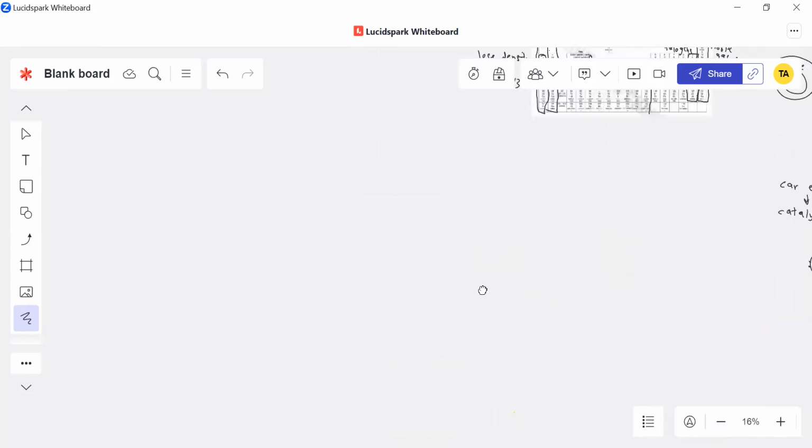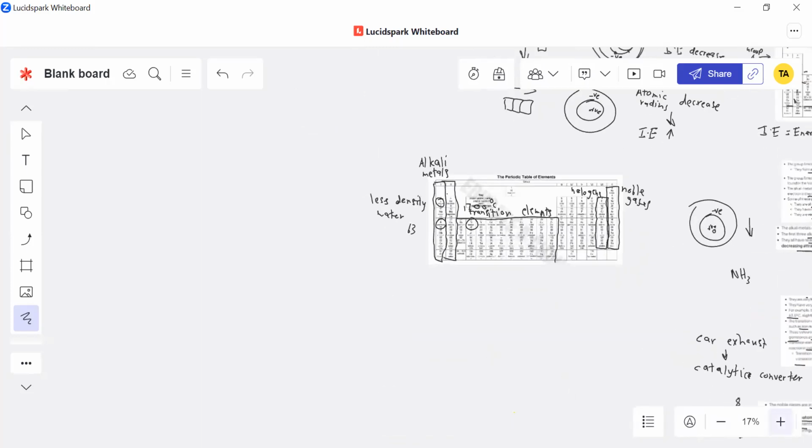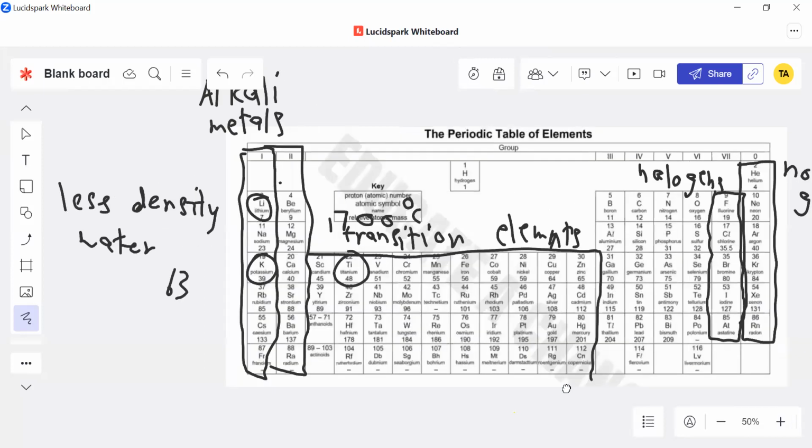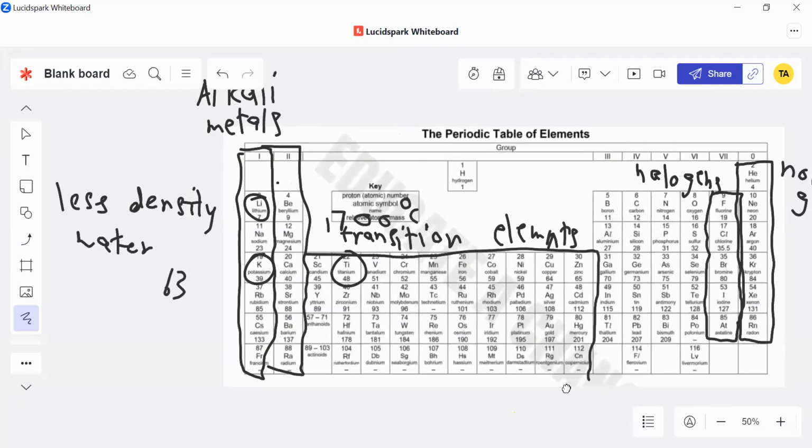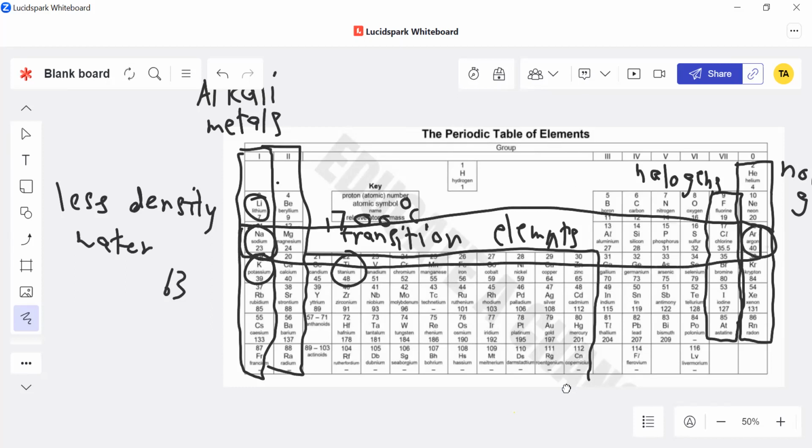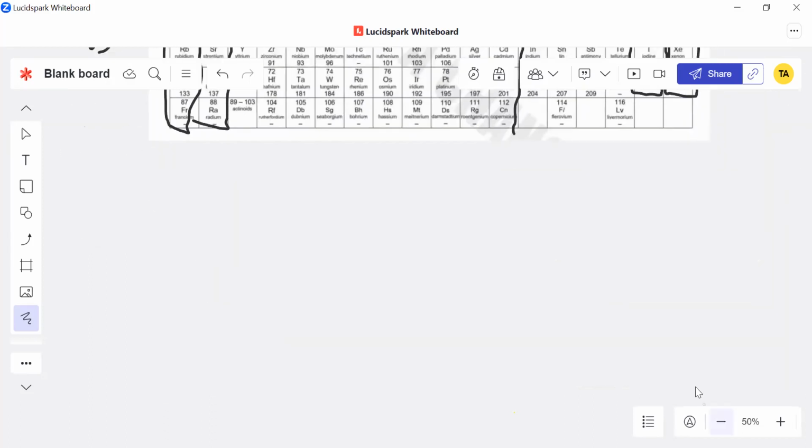Let me go to the periodic table. So period 3 is this right here, going from sodium to argon. This is period number 1, where hydrogen and helium are present. Period 2 is where boron is present, and period 3 is going from sodium to argon, right?